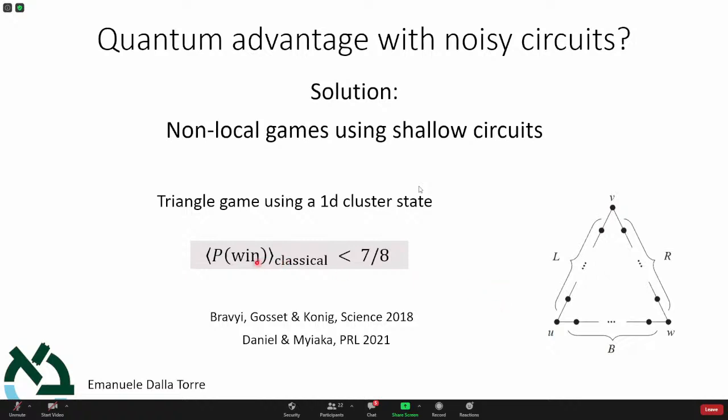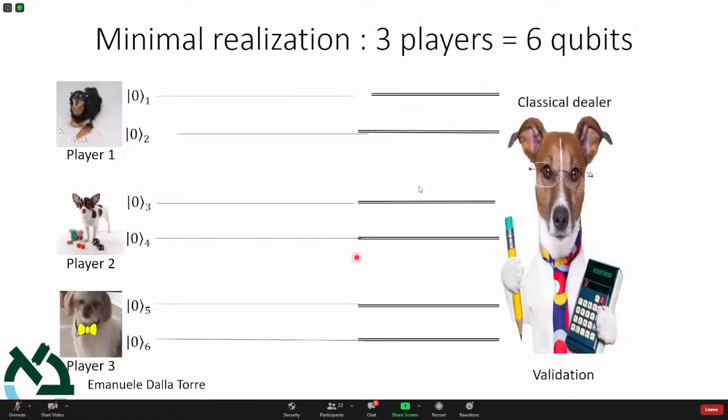And the game is defined in such a way that if the players are classical players, they can win only 7/8 of the times. I'm going to explain a little bit where this 7/8 comes from. But for the moment, remember that this is the number, 7/8. In contrast, the quantum computer can win 100%. So if you play the game and you see that the players win more than 7/8 of the times on average, then you know that these are quantum players. So how does the game work?